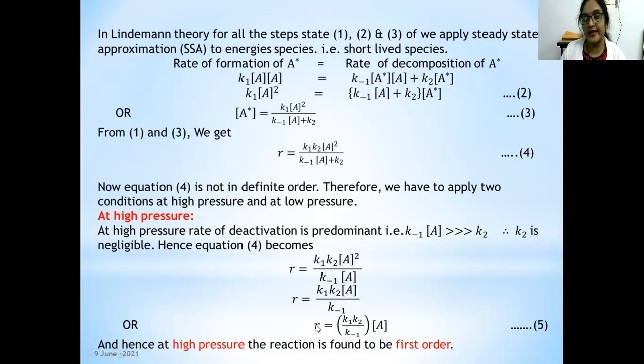So what we get? R is equal to K1, K2 by K minus 1 into concentration of A. K1 is constant, K2 is constant, K minus 1 is also constant. Therefore, this is constant. R is directly proportional to the concentration of A. So, what is the order of reaction? It is 1. So, what is asked in the MCQs?